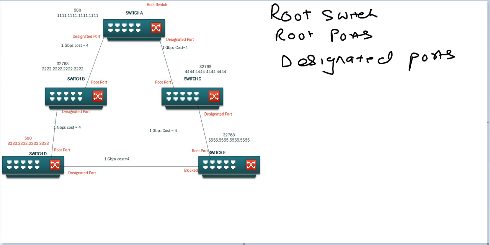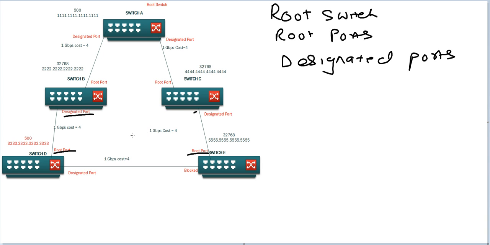There are only two ports available: either this port or this port. This one has already been converted into the root port, hence the other becomes a designated port. Similarly here, this already is a root port and this becomes a designated port. Now here comes the important part.